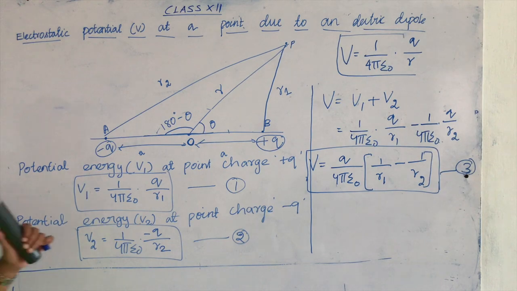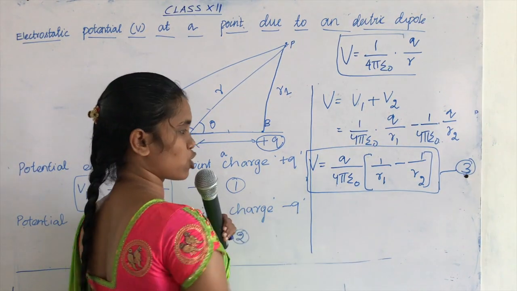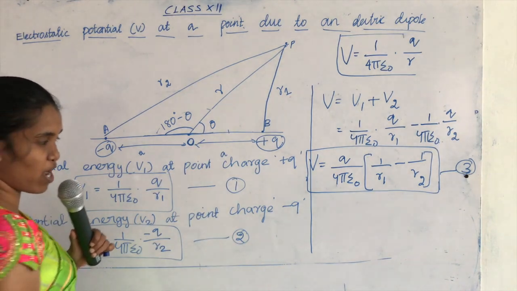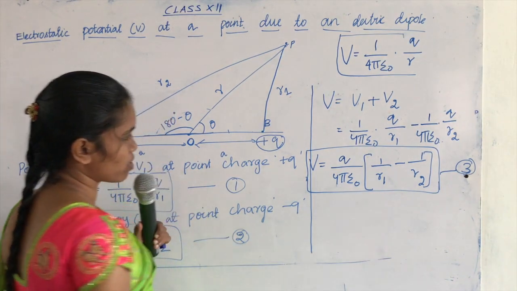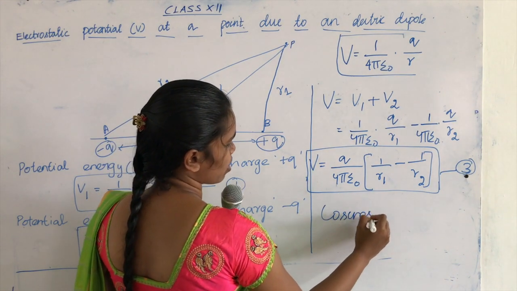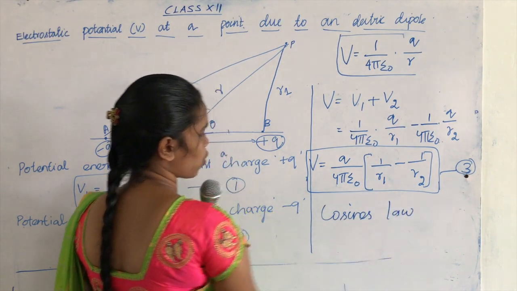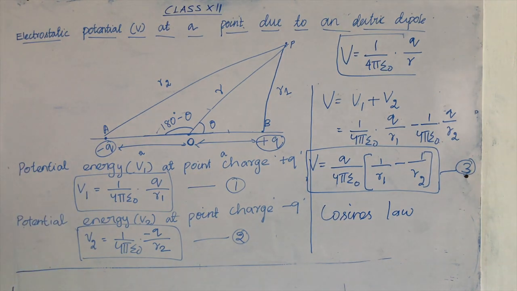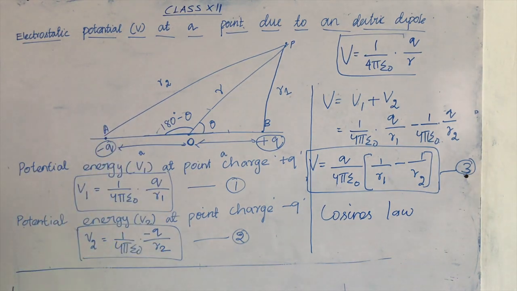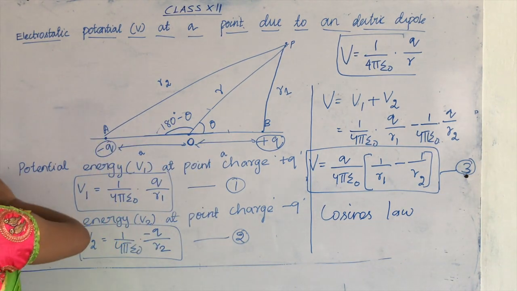Now we are going to find R1 and R2 in terms of R and A. For finding that, we are going to apply cosine's law. What is cosine's law? You may have studied it in 12th standard in maths. I will give you the formula. Have you written, children? I am going to rub it.